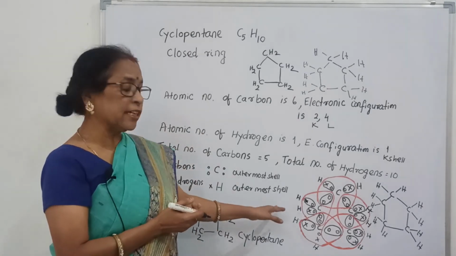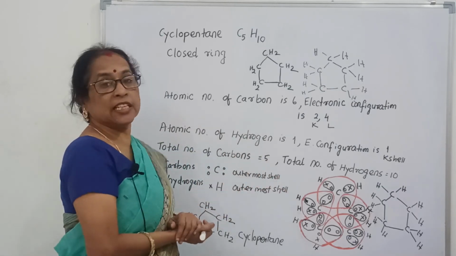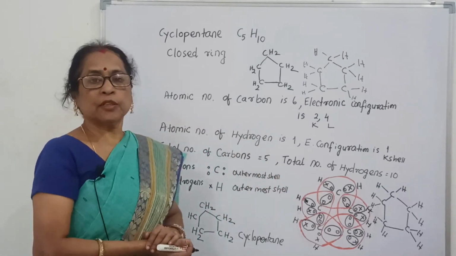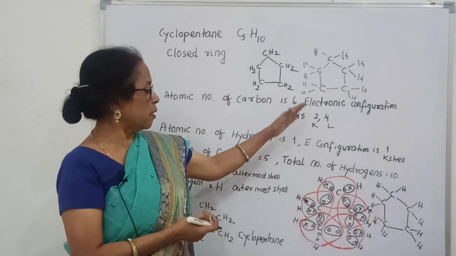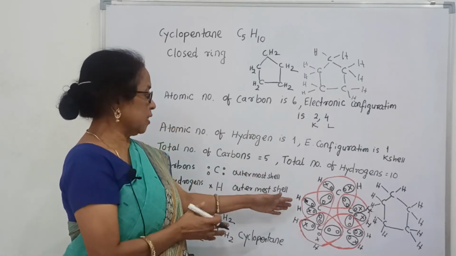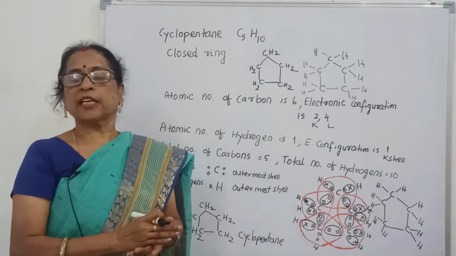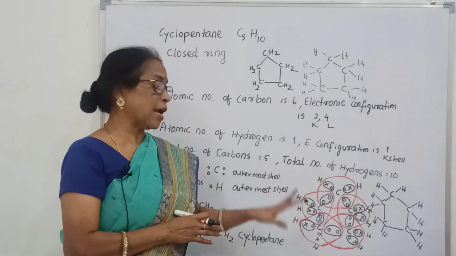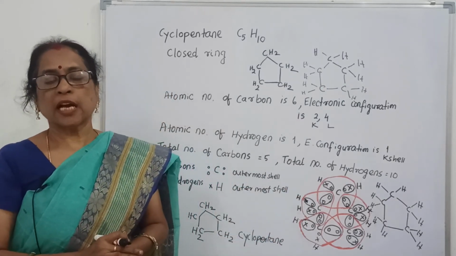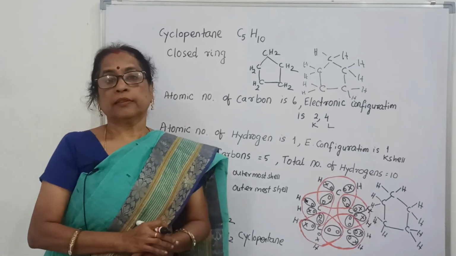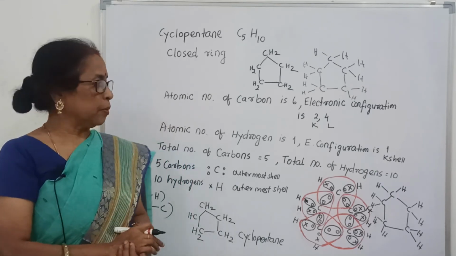So I hope it is a little difficult for 10th class. When you read in 11th class, again you feel it is very easy. But now, according to 10th class, it is a little bit difficult. But when you practice and try to remember, then you can say that yes, covalent bonds are formed and 8 electrons are satisfied by the inert gas configuration for the 5 carbons, and the 10 hydrogens are satisfied by helium gas configuration. I hope that carbon dioxide and cyclopentane both are clear to you.